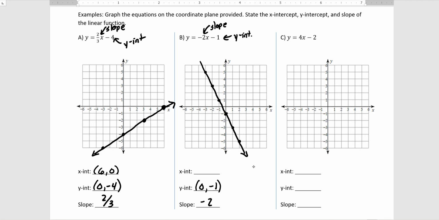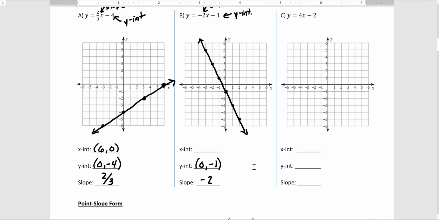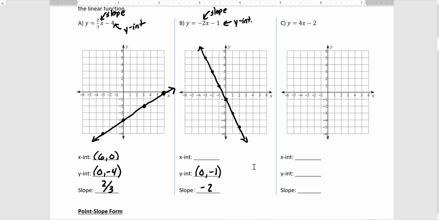Now, if you notice, my x-intercept on this one isn't a nice coordinate pair. I don't actually get it here. So this is one where we might have to use algebra to solve for our x-intercept. So remember, to find our x-intercept, we change y to 0. So we will have 0 equals -2x minus 1. And then we just solve for x.